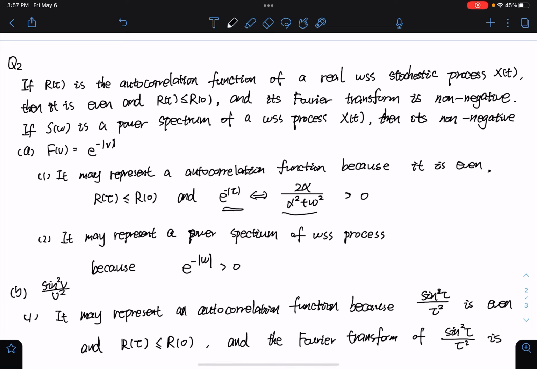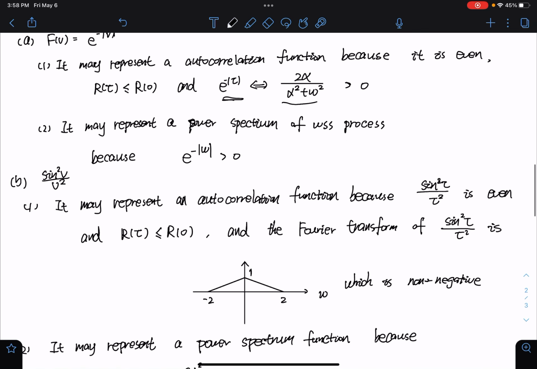Since alpha is larger than 0, and alpha squared plus omega squared is also larger than 0, the expression is larger than 0, which means it may represent an autocorrelation function. It may also represent the power spectrum of a wide-sense stationary process, because e to the power of anything is larger than 0.